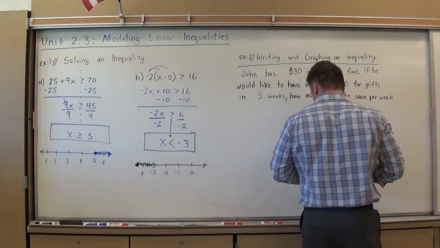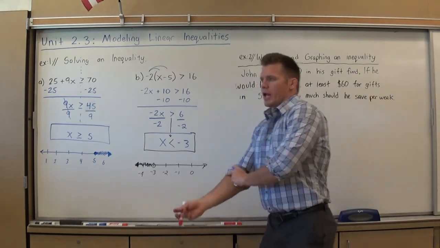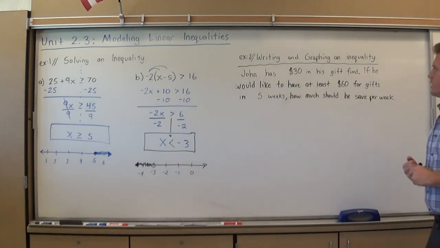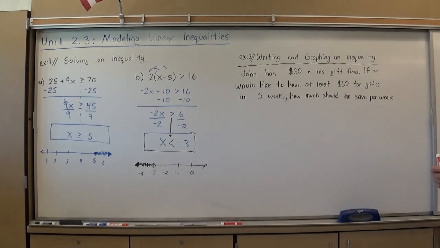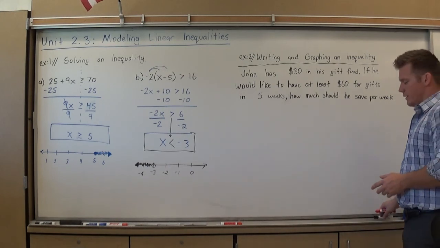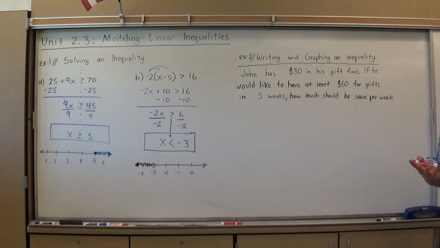Application-wise, more of a real-world problem with this is, where would I use this and how could I express that? Well, in this situation it says John has $30 in his gift fund. If he would like to have at least $60 for gifts in 5 weeks, how much should he save per week? Well, there's a relationship here, okay? There's an input-output type of relationship.